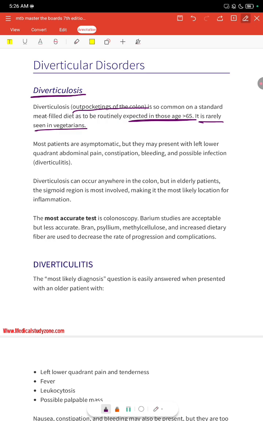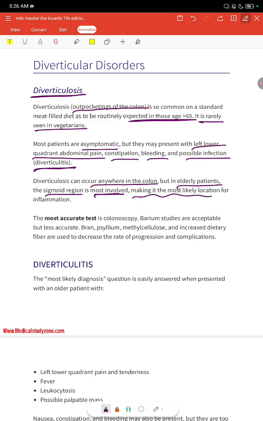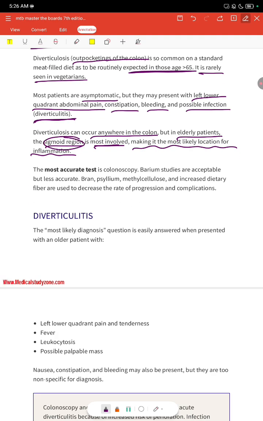Most patients are asymptomatic, but they may present with left lower quadrant abdominal pain, constipation, bleeding, and possible infection, diverticulitis. Diverticulosis can occur anywhere in the colon, but in elderly patients, the sigmoid region is most involved, making it the most likely location for inflammation, the sigmoid region. The most accurate test is colonoscopy. Barium studies are acceptable but less accurate.